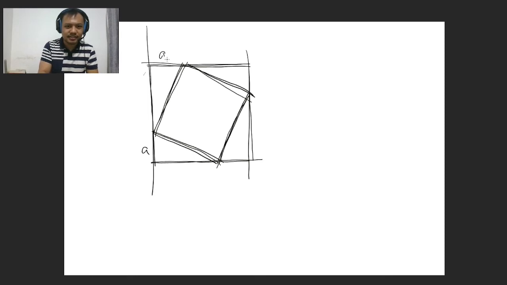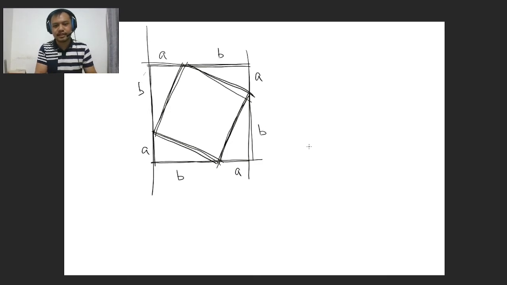Length A, okay? So all of the shorter lengths, we're going to call length A. The longer lengths, we're going to call length B. Length B, length B, length B, and length B. There we go. Now, for the length of the square inside, we're going to label those as length C. Length C, length C, length C, and length C.